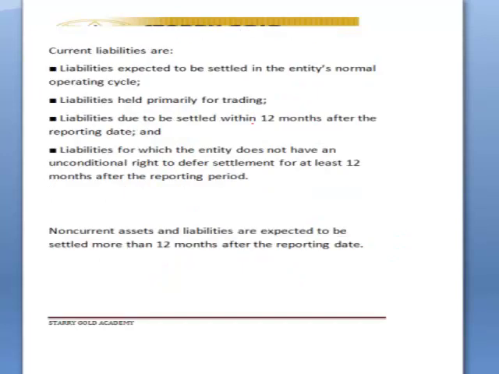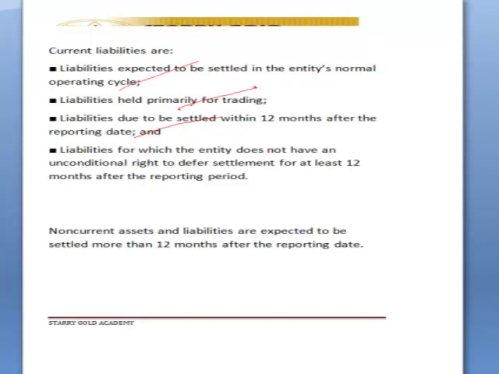Now the liabilities are divided into two as well: current liabilities and non-current liabilities. What shall constitute a current liability? One, liabilities expected to be settled in the entity's normal operating cycle. The liabilities are held primarily for trading. We refer to them as current liabilities. Also liabilities due to be settled within 12 months after the reporting date.